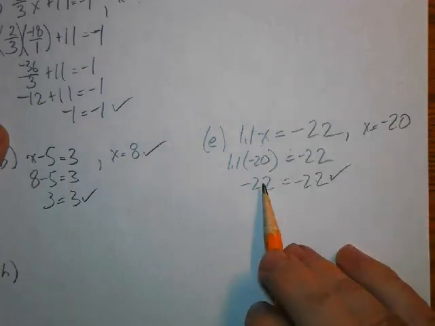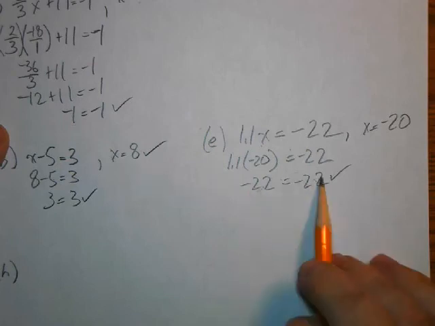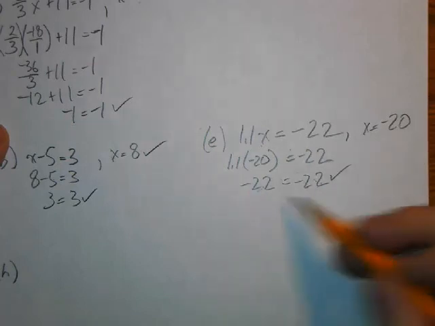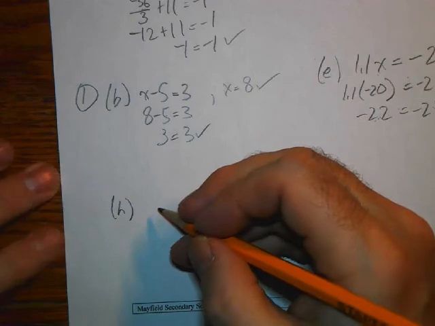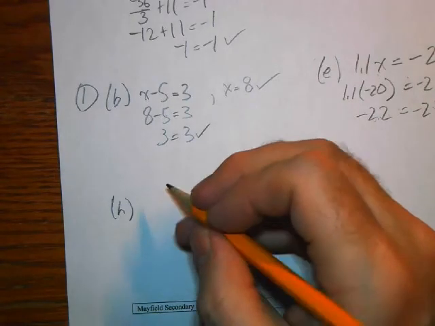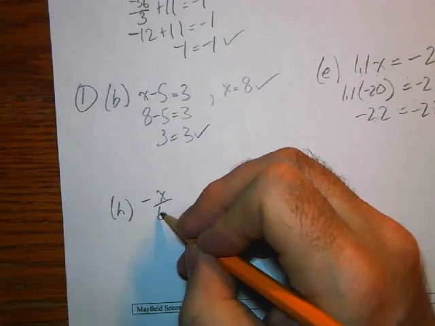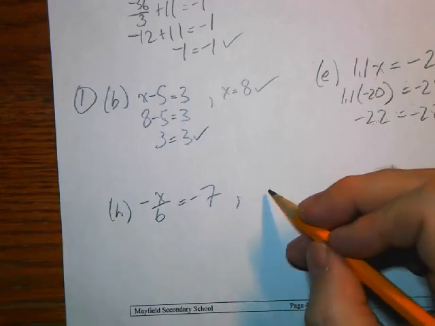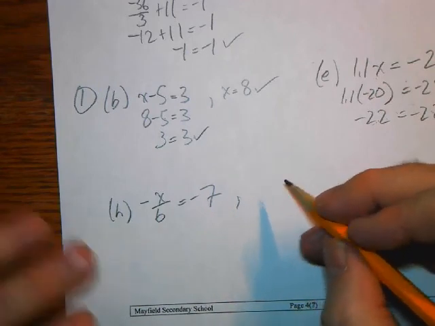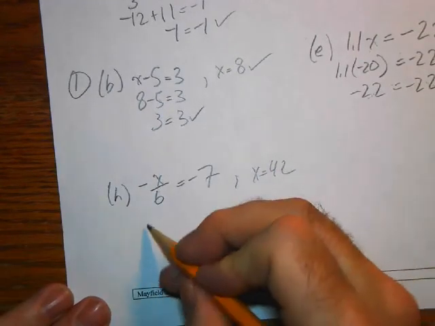Okay, so all that matters is the left side equals the right side. Is that true? And if the numbers are the same, yes, it is true. So if that's true, then this is also true. And that means our answer was right. Last check we're going to do is we have -x over 6 is equal to -7. And our answer for that was 42. x is 42.